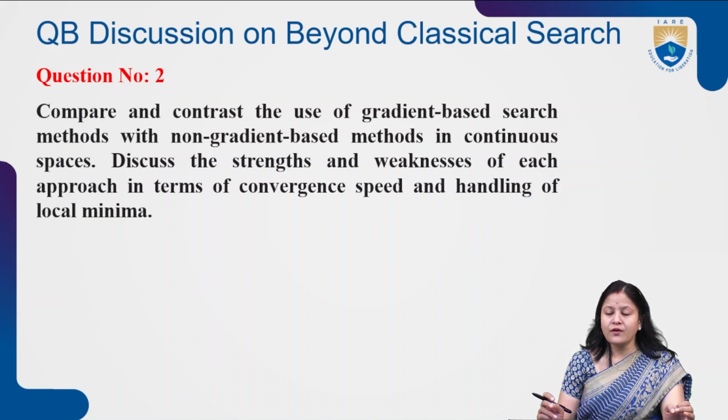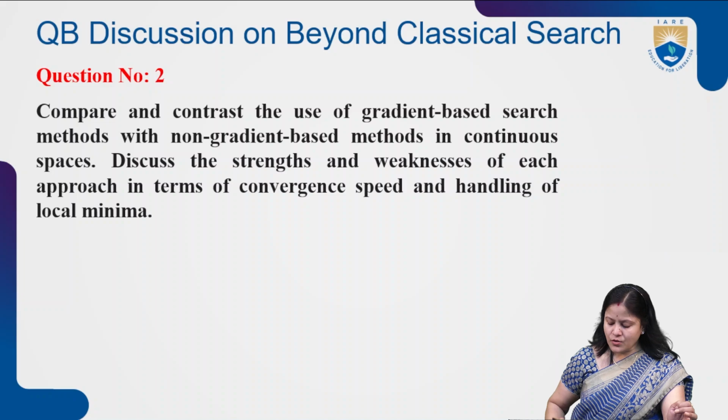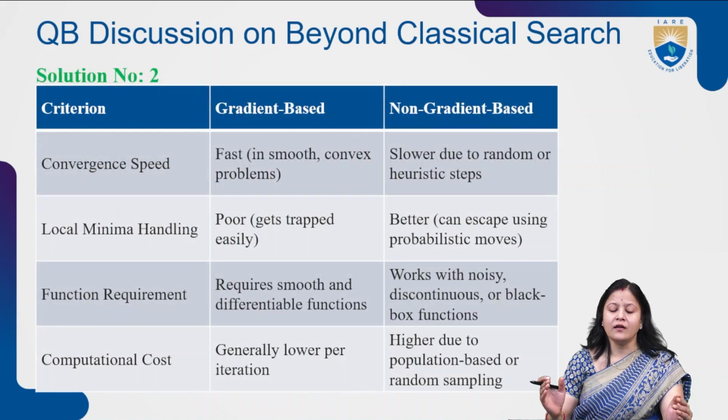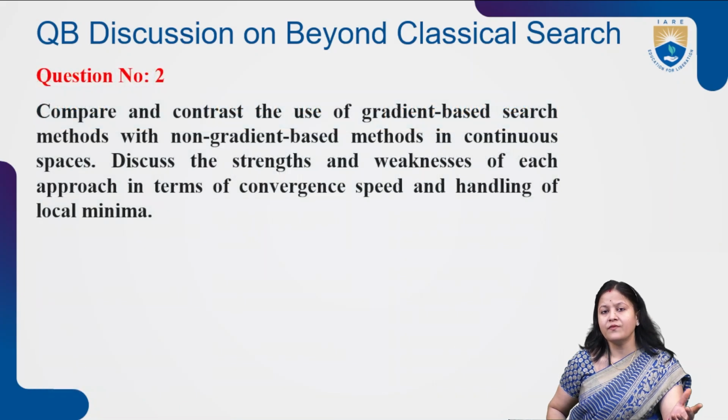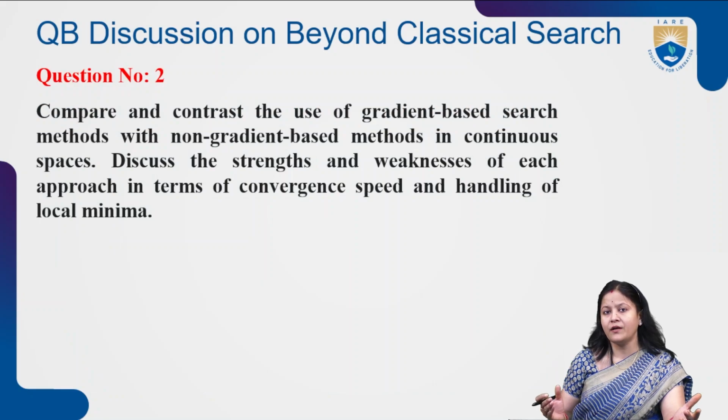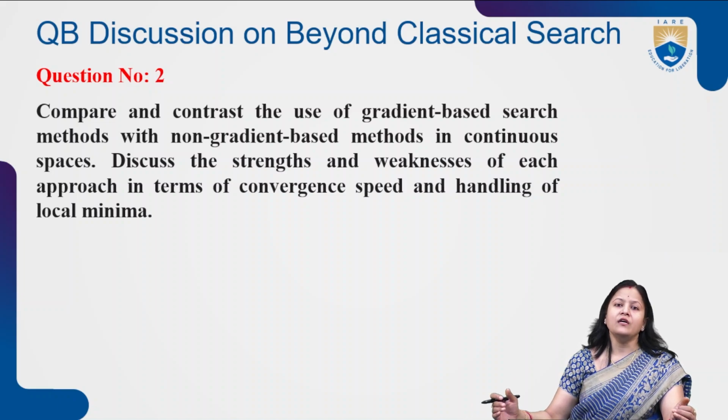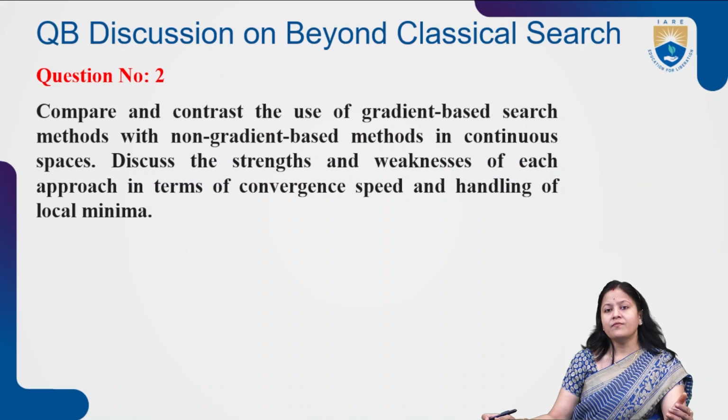Discuss the strengths and weaknesses of each approach in terms of convergence speed and handling the local minima. So for this question, if it comes in your exam, you have to elaborate, compare in tabular format, and write the strength as well as the weakness for each approach in terms of convergence speed and handling the local minima.